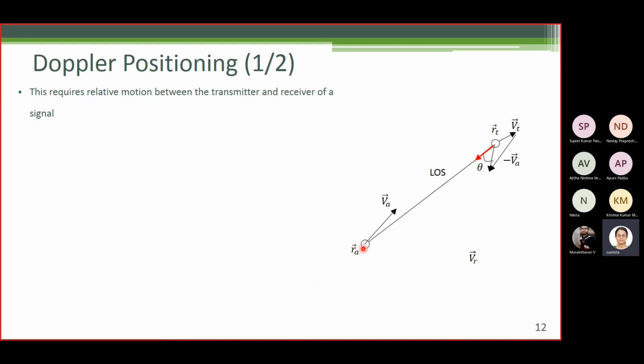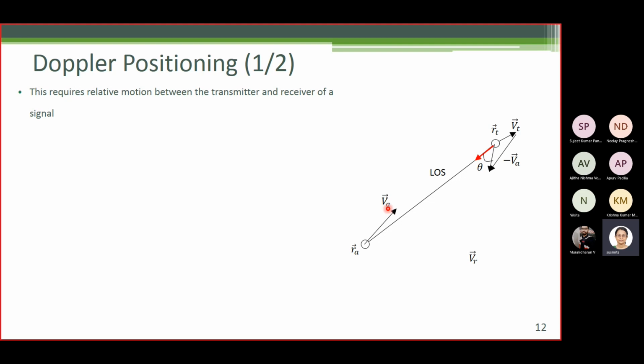In this figure, the user is located here. Let's say RA is the user position. This is a vector quantity, the XYZ position. And this is where the transmitter is. Its position is RT, with XYZ coordinates represented as a vector RT. The user velocity is VA. Again, this is a vector quantity. And the transmitter velocity is VT.